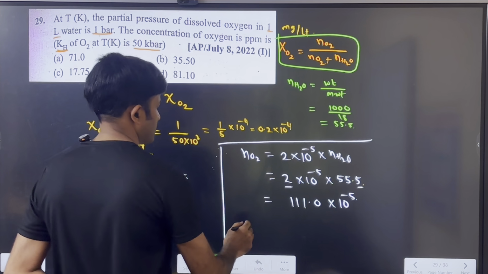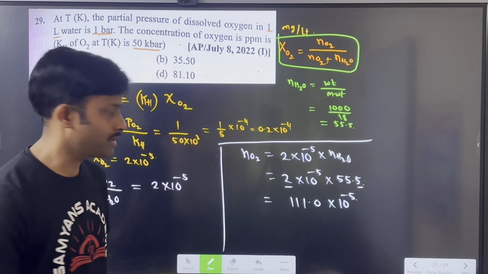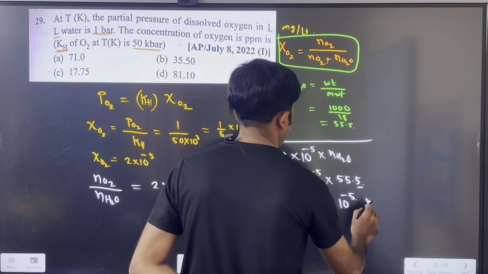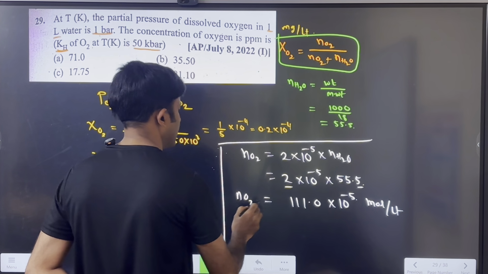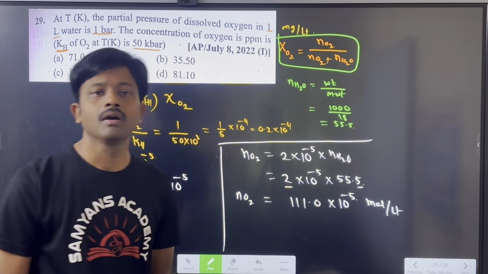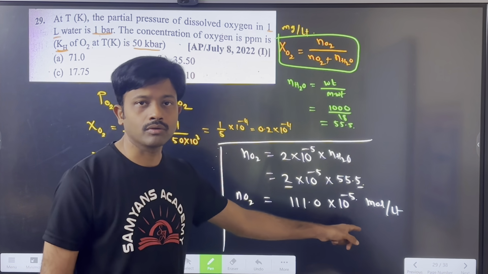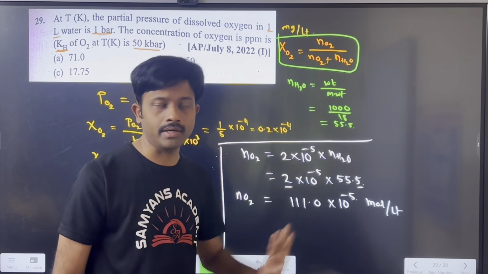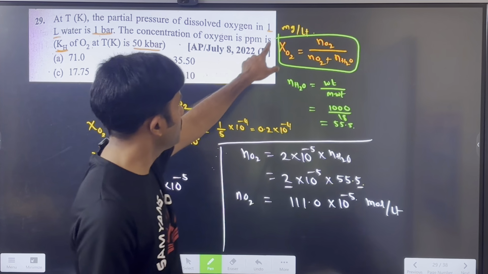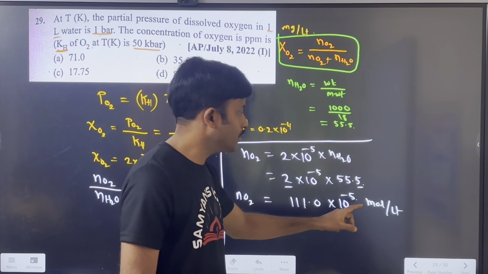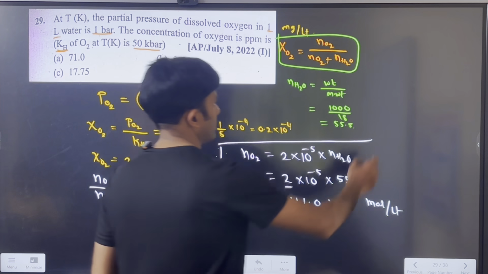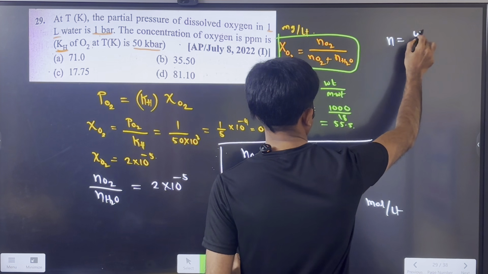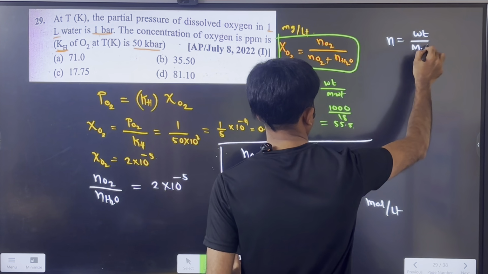So this I am writing. So this is moles per liter, right? This is the number of moles of oxygen in 1 liter of water: triple one into 10 to the power of minus 5 mole per liter. So this we need to convert into milligram per liter. Then how do you convert this mole into grams? Already know that number of moles equals weight by molecular weight.